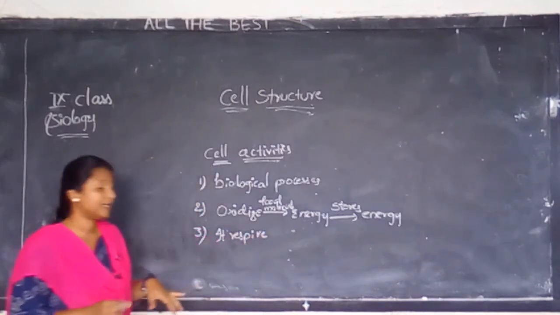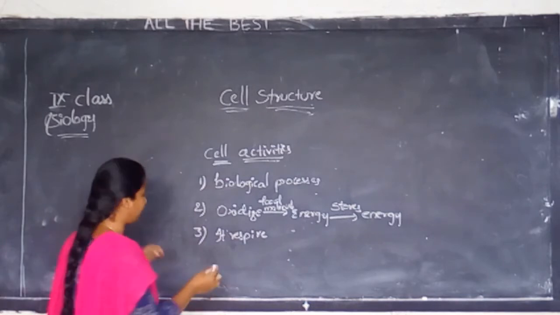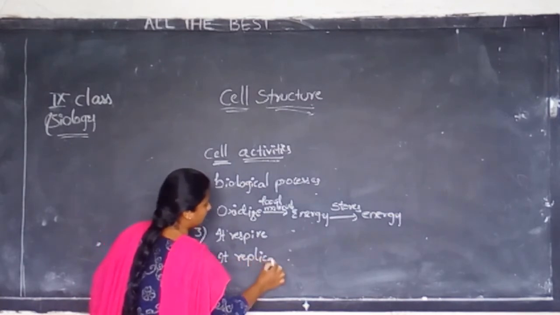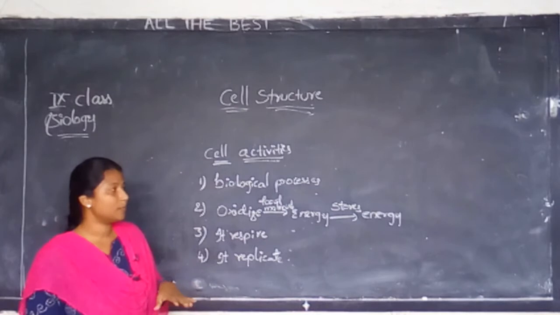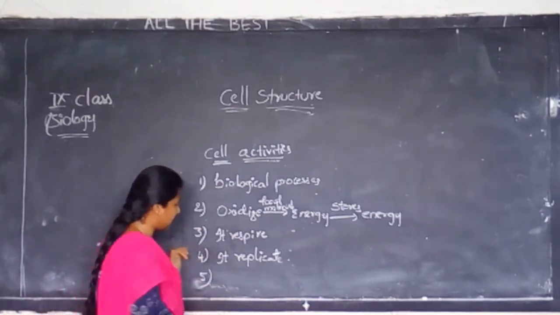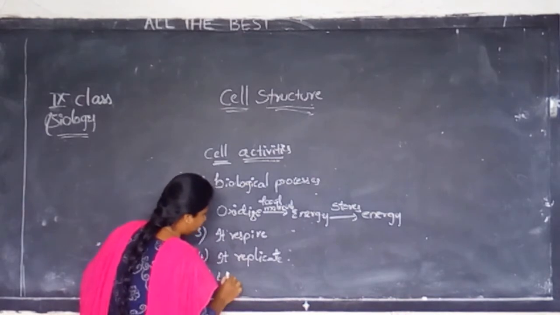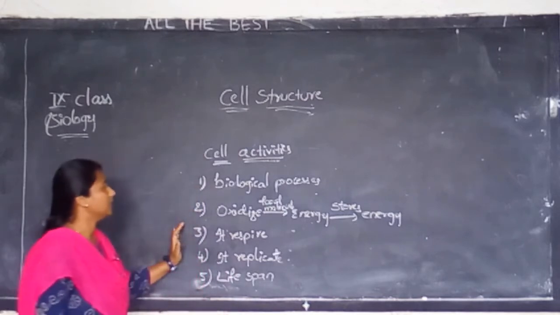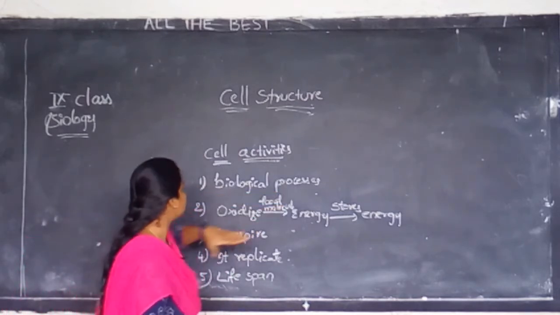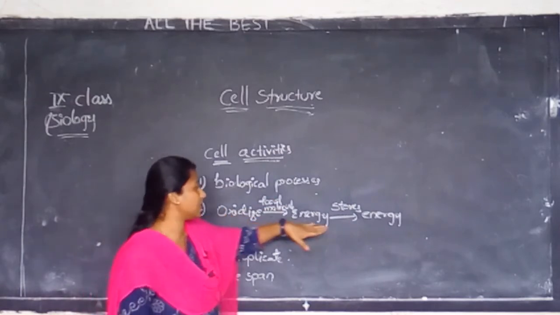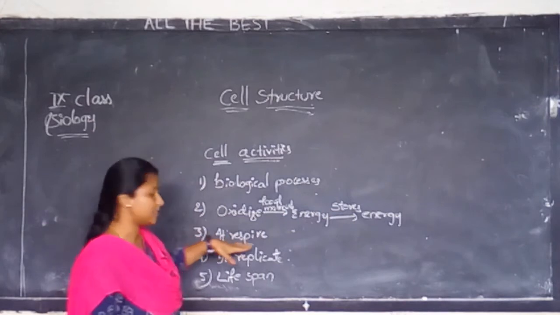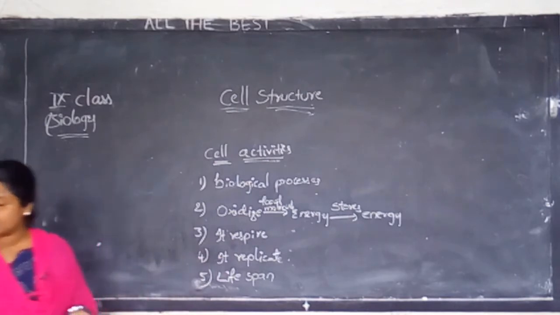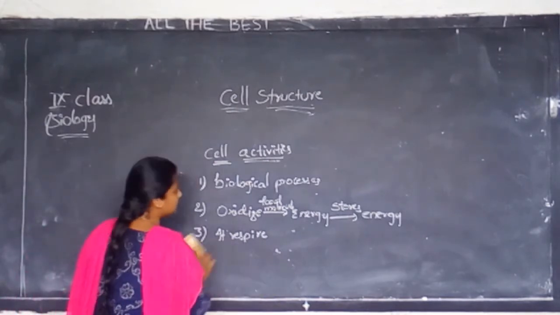The next one is it can replicate itself. Right? It can replicate. Each cell has some lifespan. These are some activities of cells. Okay? Biological processes: it oxidizes and produces energy and stores the energy. It respires, it can replicate itself, and each cell has some lifespan. These are all some cell activities.